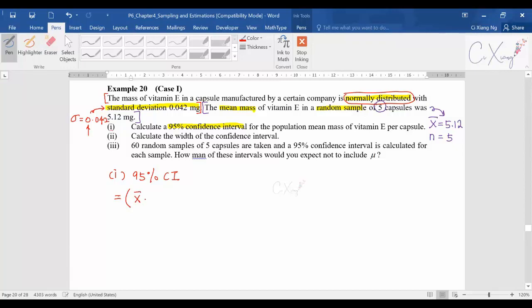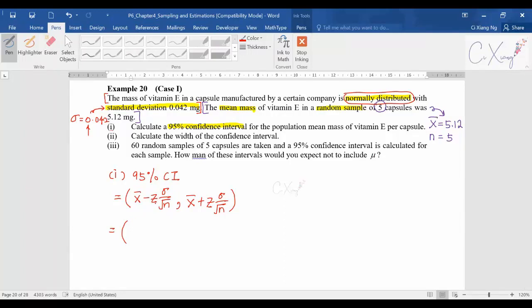So the formula will be sample mean minus Z sigma over square root n, and also sample mean plus Z sigma over square root n. Okay, so very easy, you just need to substitute all the values that you know. But of course, you need to know what is the value of Z for 95%.